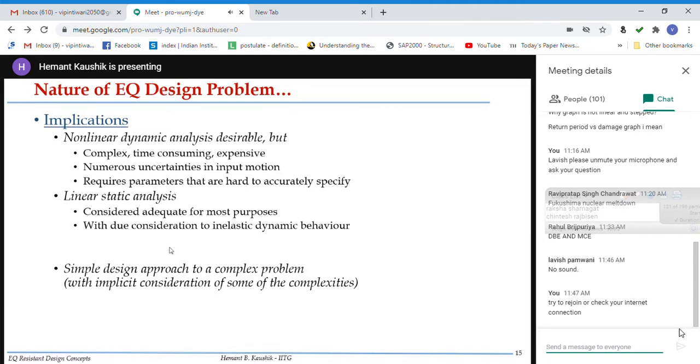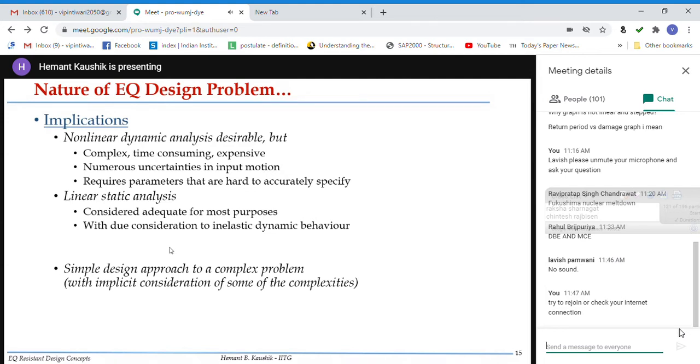There are numerous uncertainties in input motion. So people will ask, when you carry out the time history analysis, which ground motion are you using? Because there are thousands of ground motions. For which ground motion will you carry out the analysis? So these are the problems. And we require various parameters that are not easy to determine in these types of analysis.